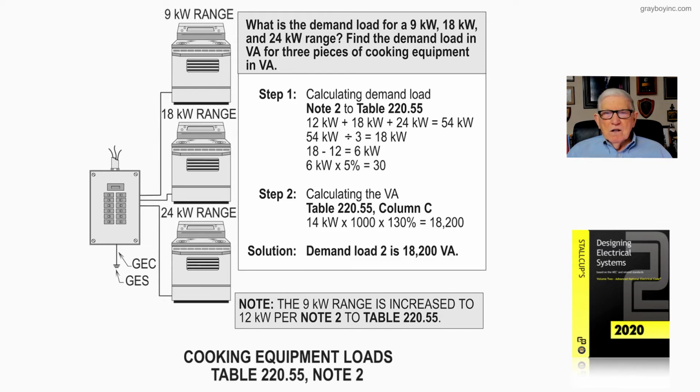Now notice, we exceed the 12 kW by 6 kW. So we would take 5% of the 6 kW, which would give us 30%. Step 2, we take Table 220.55, Column C, and we take 14 kW times 1,000 to get rid of the K, times 130%, determined in step 1, and we'd come up with 18,200.